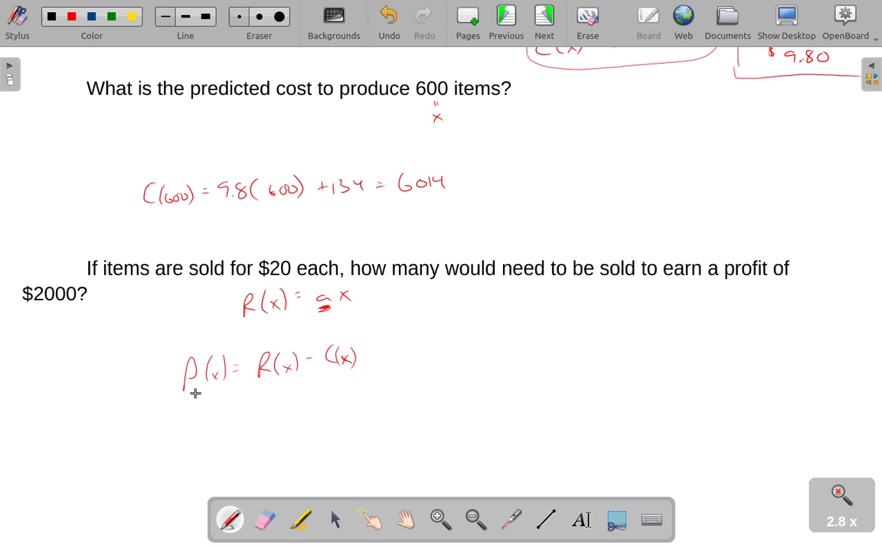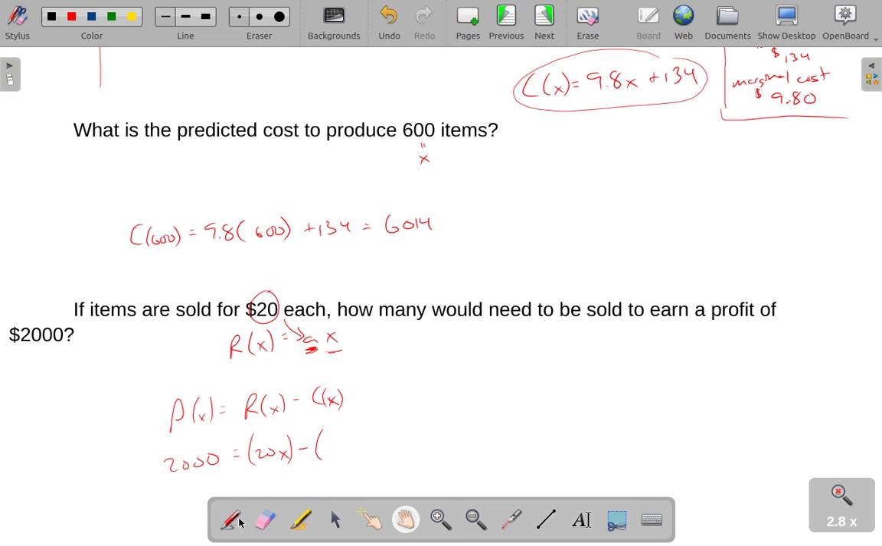So we know a little bit here. We know that the total profit is going to be $2,000. We know our revenue. Well, this is going to be A times, not 2,000. How many? Oh, oops. What am I doing? All items are sold for $20 each. That's that number right there. It's this number that I was trying to find, the x. So 20x. Then we have minus our cost function, which is up here, 9.8x plus 134.